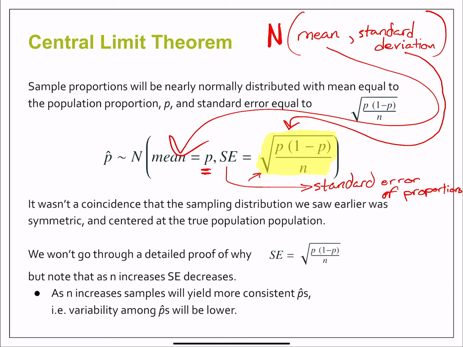I'm not really going to go into why it's important for us to have that, but just like with the other one, what you'll notice is that our standard error gets smaller as our sample size gets bigger. Our sample size is n, and as n gets bigger and bigger, the standard error will get smaller and smaller. So n is our sample size, p is the proportion.